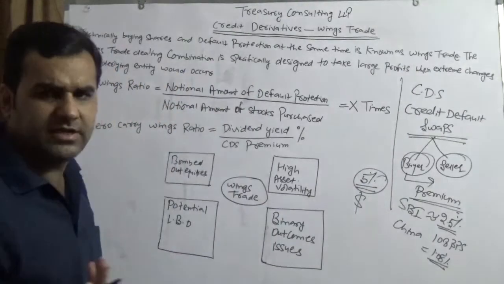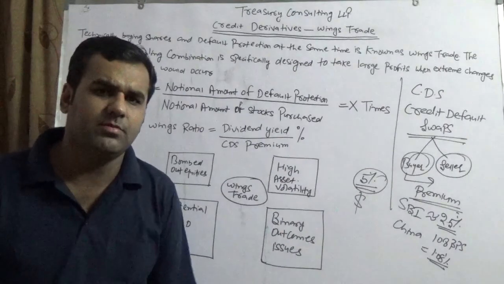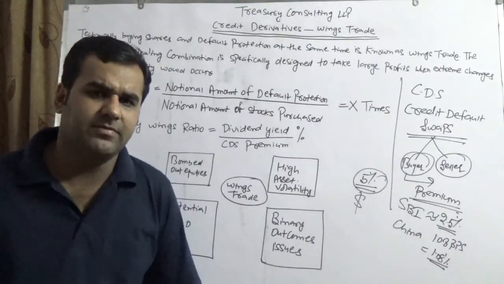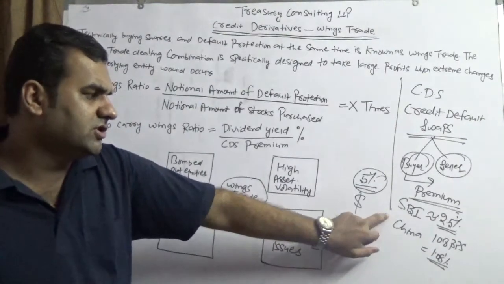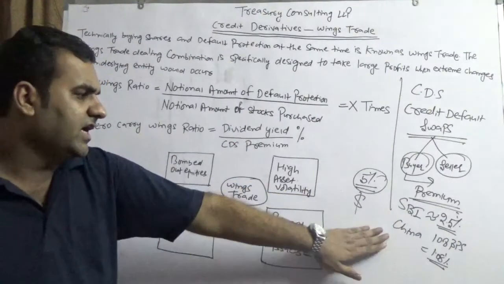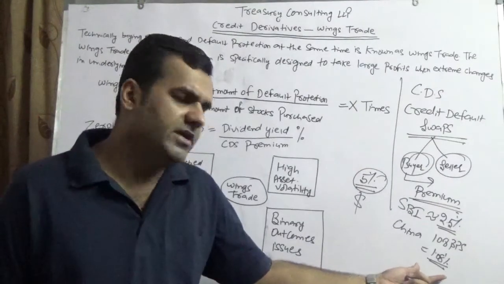I am never sure, nobody is sure, that SBI cannot bust, considering the fact that Indian banks are having more than $6.3 trillion of toxic assets. Any Indian bank can bust. So what do I do? I will take a CDS position on SBI, which is roughly trading at 2.5%. China CDS position is trading at 108 basis points, which is roughly 1.08%.